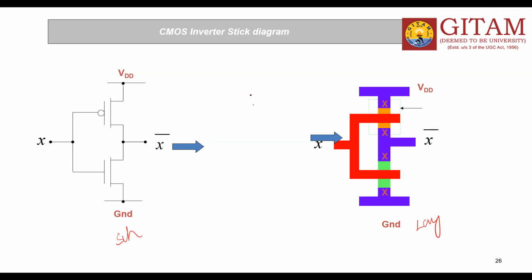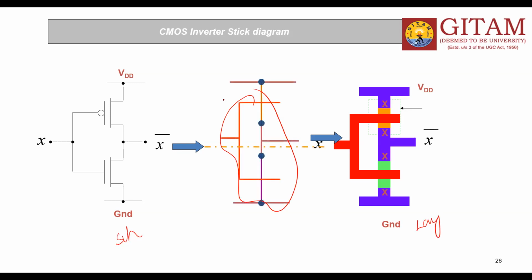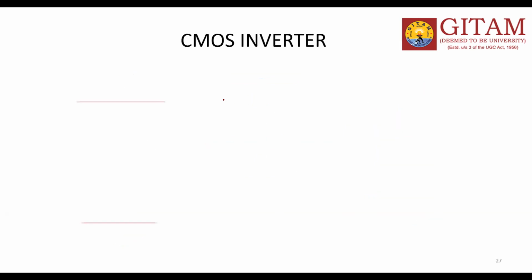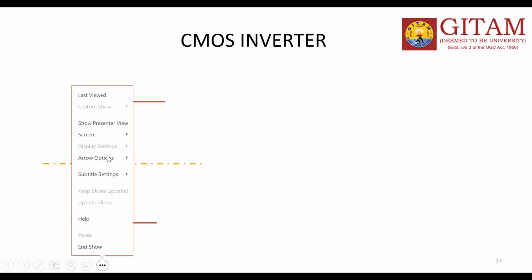So in between, we need the stick diagram. This is the stick diagram of the CMOS inverter. Okay, so now we'll start with how to draw the stick diagram. Remember the colors. One of the finest things is to remember the colors. Then we can start with the new slide.